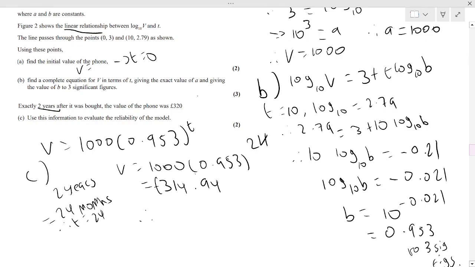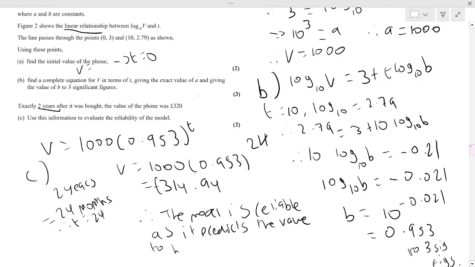So the model, therefore, is reliable. So reliable, obviously, again, doesn't mean it has to be perfect. It doesn't have to be spot on or off by a decimal point. It just has to be reliable. So you can use it to get a sort of ballpark figure, right? Which is what we got here. So the model's reliable as it predicts the value to be 314.94, which is close to 320, right? And that's essentially your reasoning, okay?